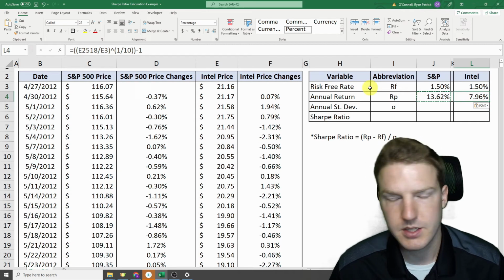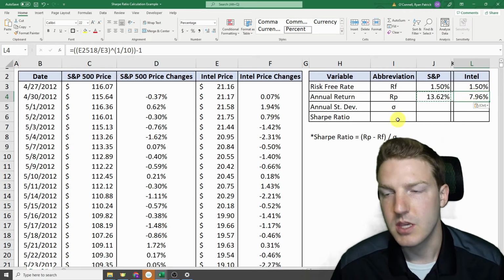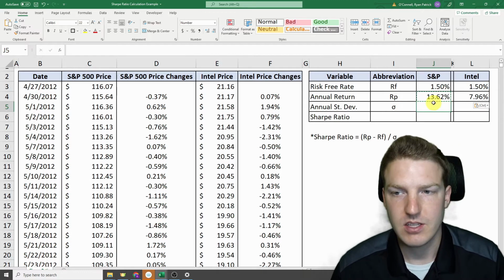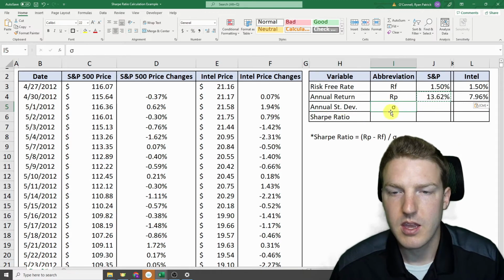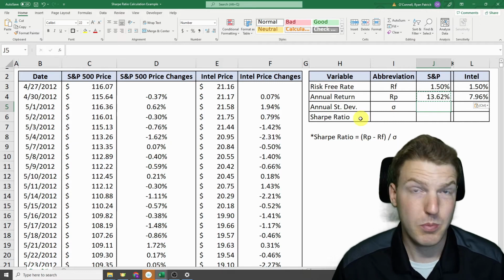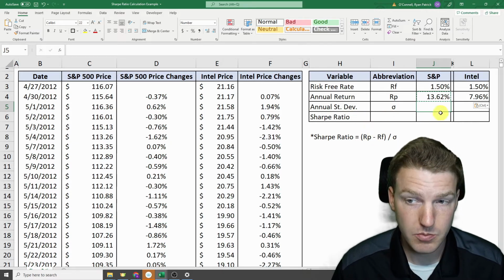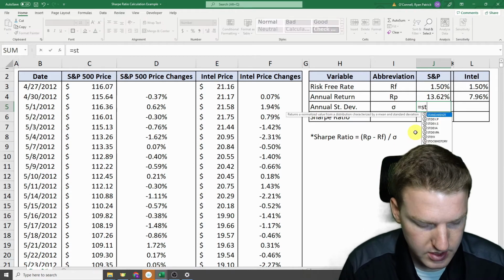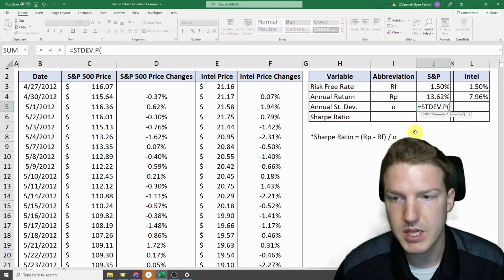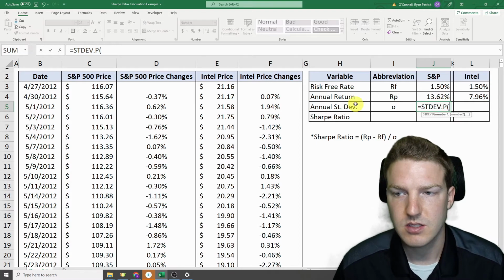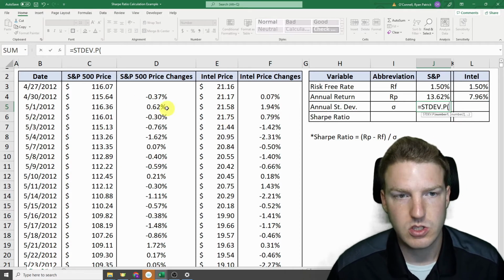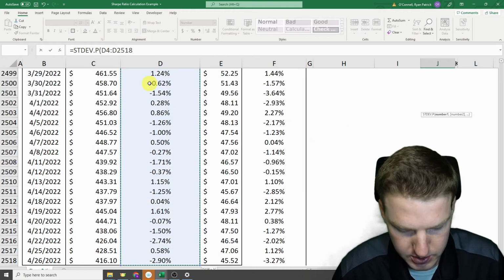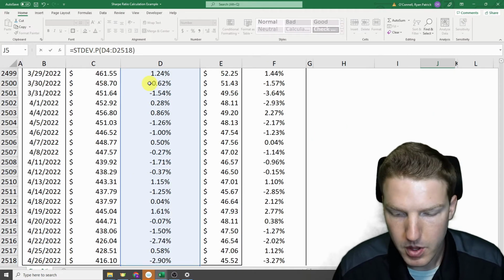So already Intel's not looking as appealing because it has a lower return, but it could save itself by having less risk, right? So we're going to calculate annual standard deviation for both, and we prefer a lower annual standard deviation because we prefer less risk. Okay, so let's do equals STDEV.P, and we'll use P instead of S. That's population, because there are so many observations in this sample. It's truly more of a population.